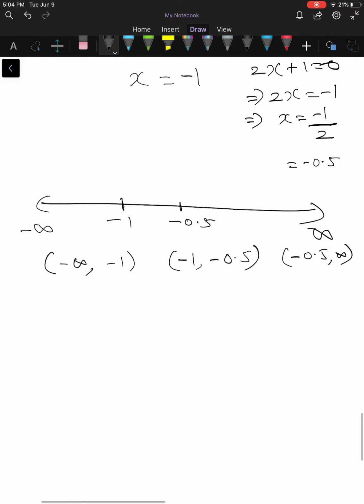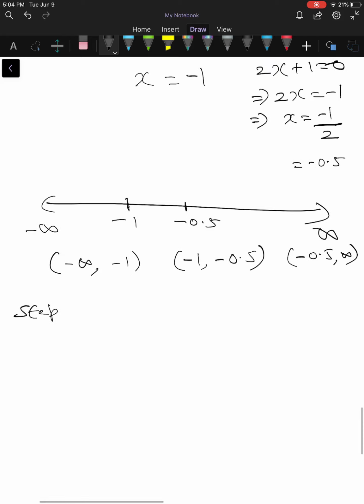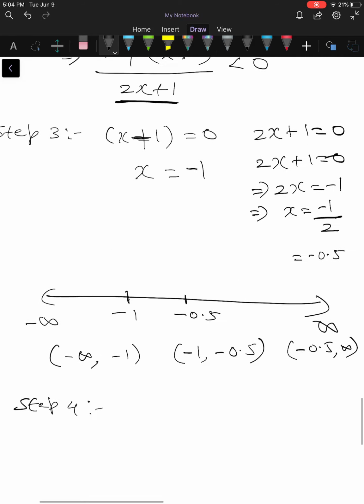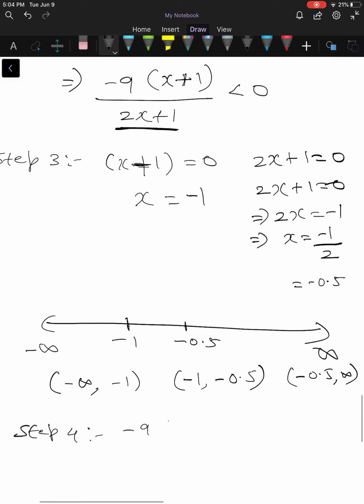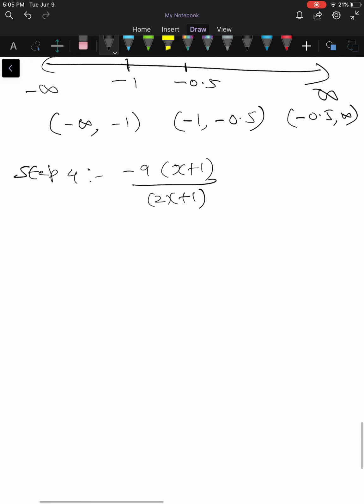Now step 4 is to draw a table or a diagram to find out which intervals have all the values satisfying the given inequality. For step 4, I will just write down the inequality to be sure: negative 9x plus 1 divided by 2x plus 1. So this is where division of an even number of negative signs or an odd number of negative signs comes into the picture, that we discussed at the beginning of the video.